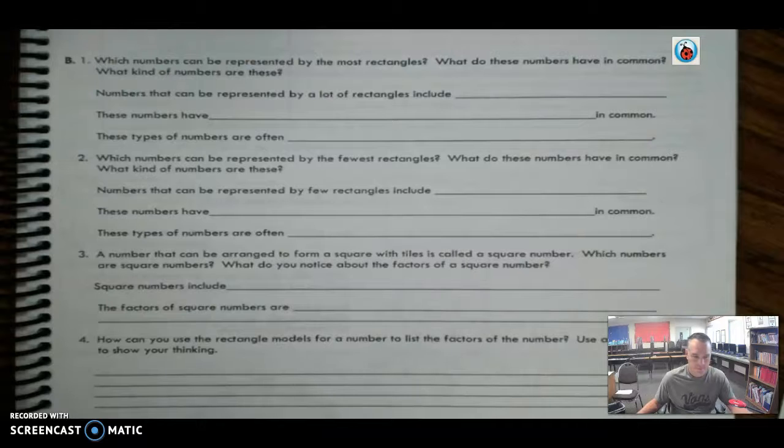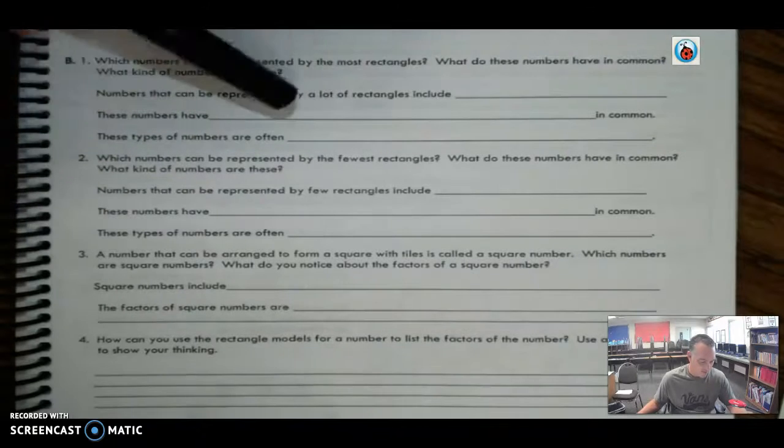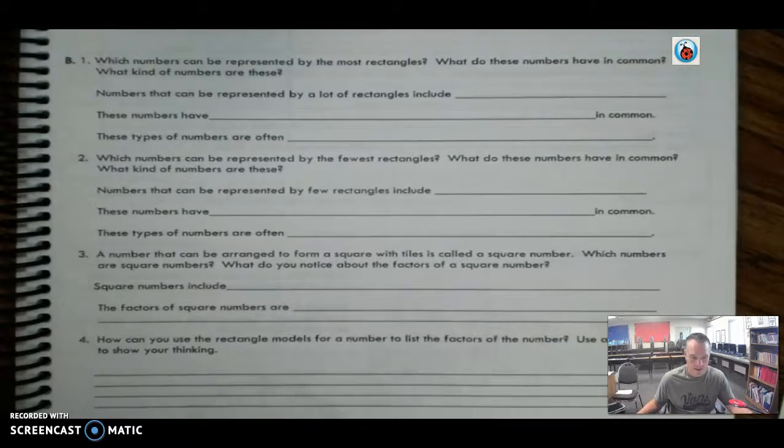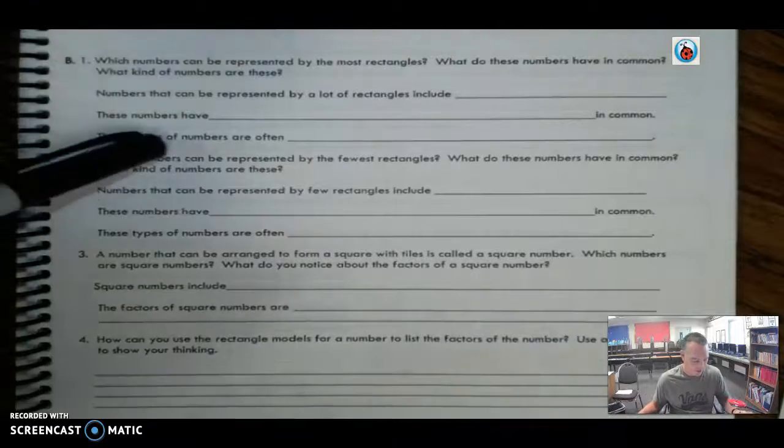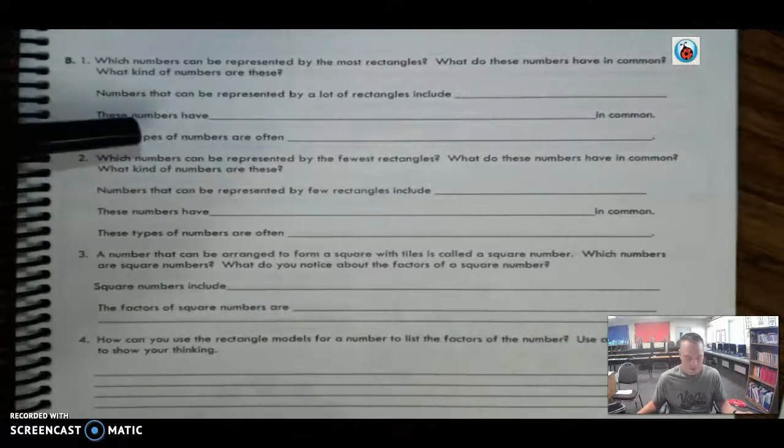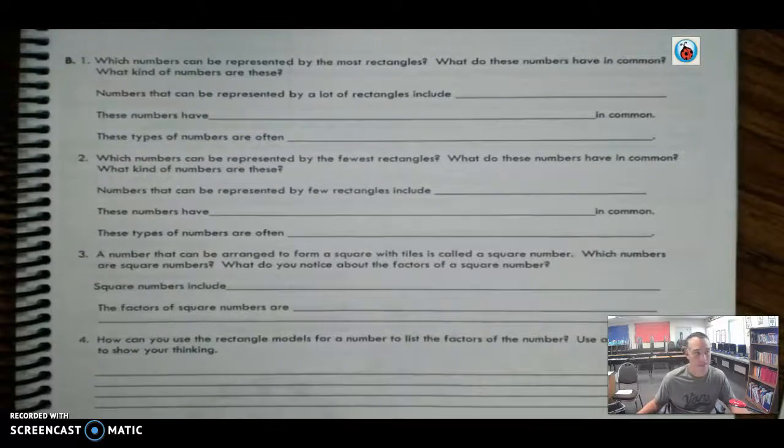Okay, so these numbers have what in common? They have lots of factors, right? What types of numbers are often like this? These are probably going to be numbers that have lots of factors. I'm going to tell you the answers in just a minute. For number 2, if you have ideas, you should write them in.